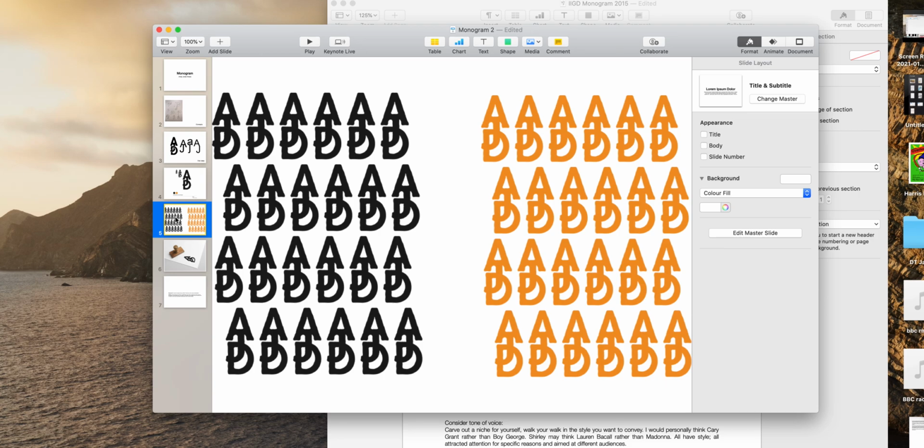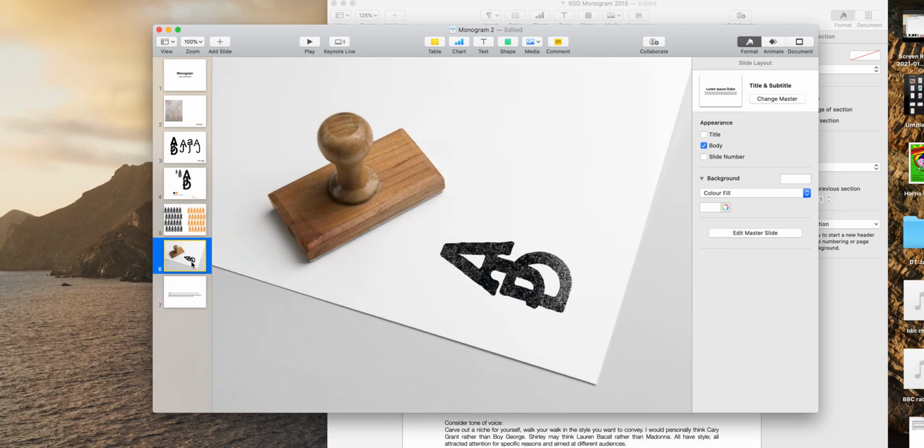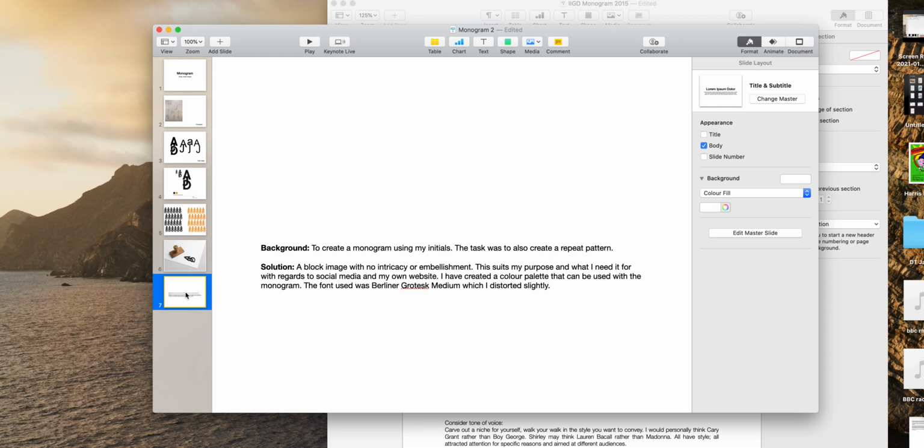I created a repeat pattern, and I used a website called Graphic Burger to help create a fake, it is fake, print of an A and J and a D. Hello, I've got someone hovering around me. So the background, to create a monogram using my initials. The task was to also create a pattern.